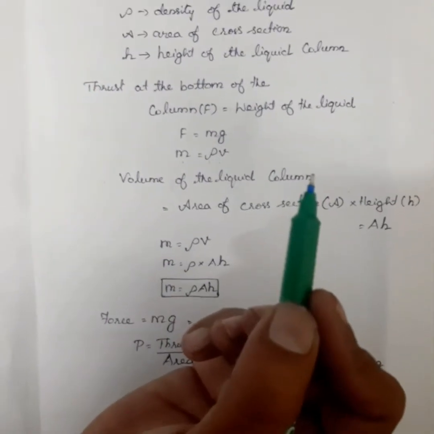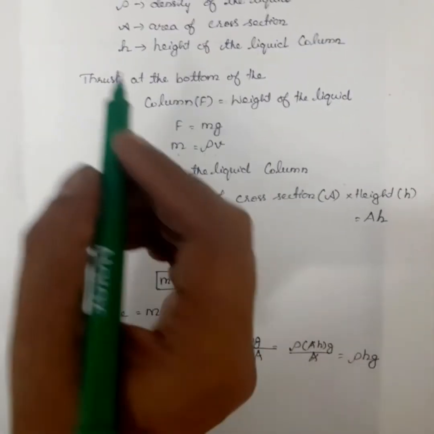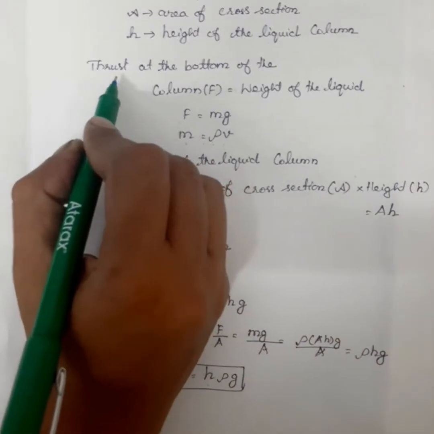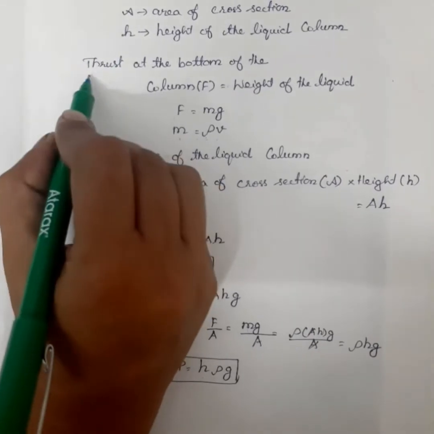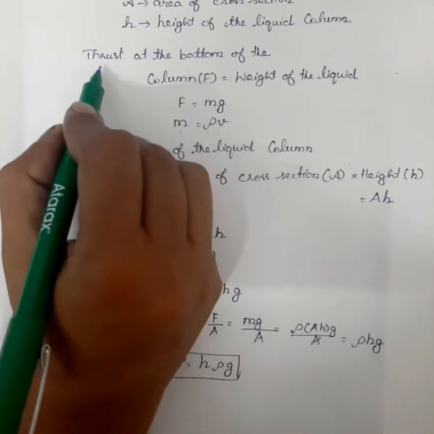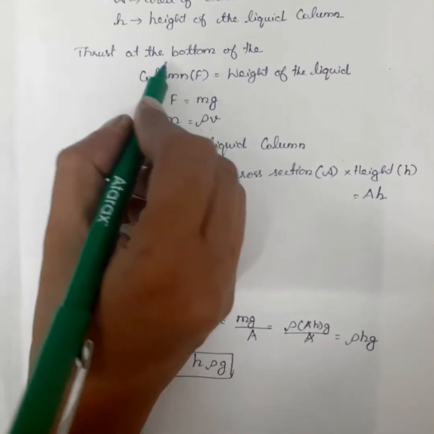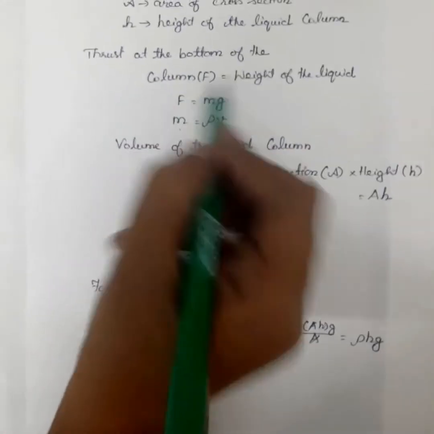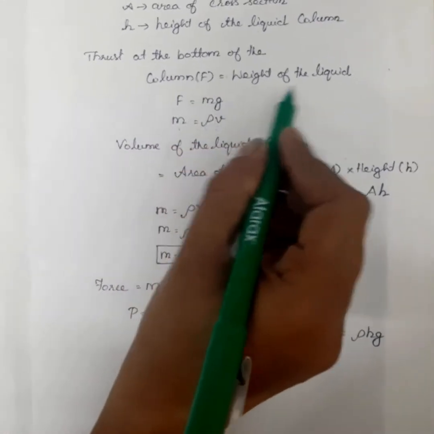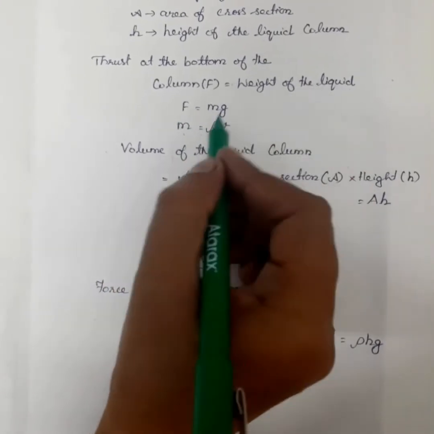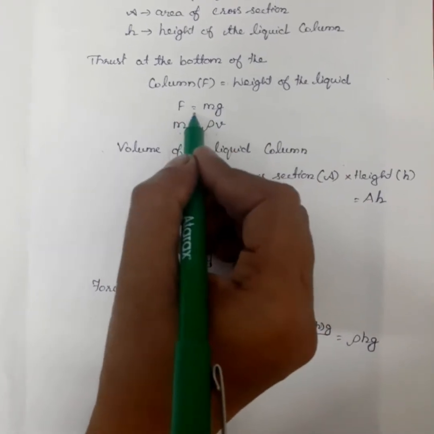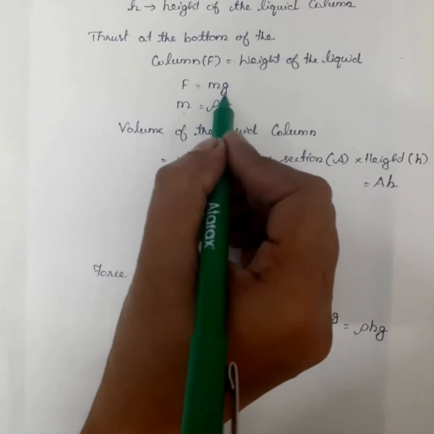Now you calculate pressure due to a liquid column. Thrust: a force acting perpendicular to a surface is called thrust. So thrust at the bottom of the column, F, is equal to the weight of the liquid, M into G. Force is equal to mass into gravitational acceleration.